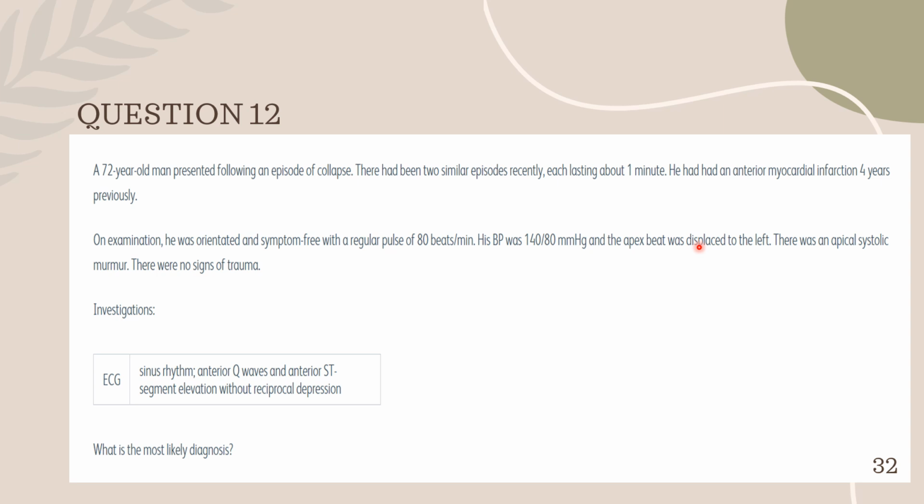So there is recurrent collapse or syncopal episodes. He had a past MI. He is having an apex beat which is displaced to the left, and he is having an apical systolic murmur. No signs of trauma. ECG showing sinus rhythm with anterior Q waves, anterior ST elevation without reciprocal depression. So he had anterior MI, so anterior Q waves could be from the previous MI. He is having ST elevation without reciprocal depression.